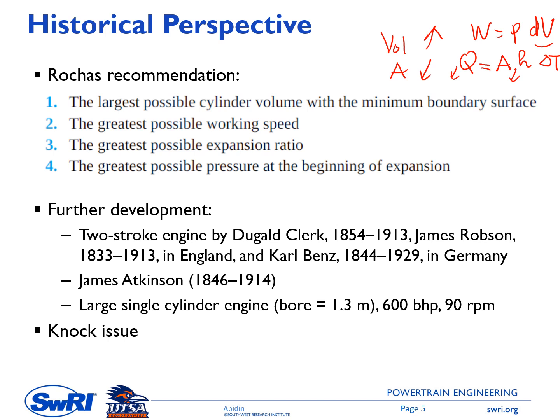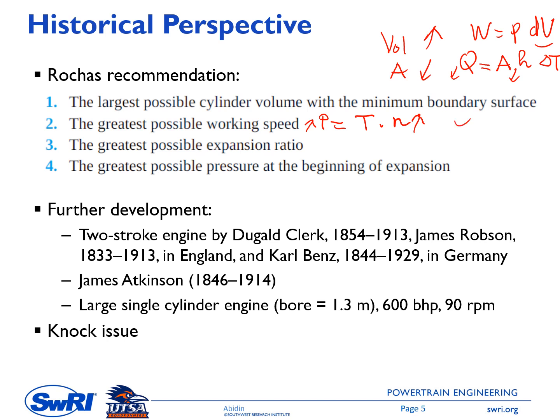The second recommendation is the greatest possible working speed. This is also related to the engine output power. We know that the power equals torsion times engine speed. For a constant torsion level, if we can increase or maximize N, we also get a higher engine output power. Still valid till now.